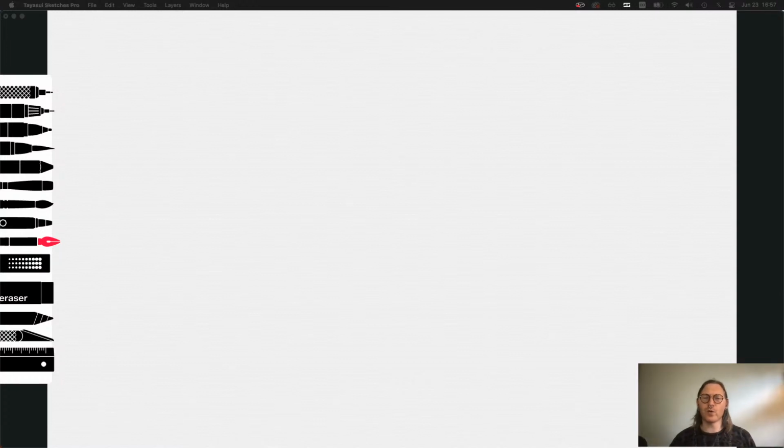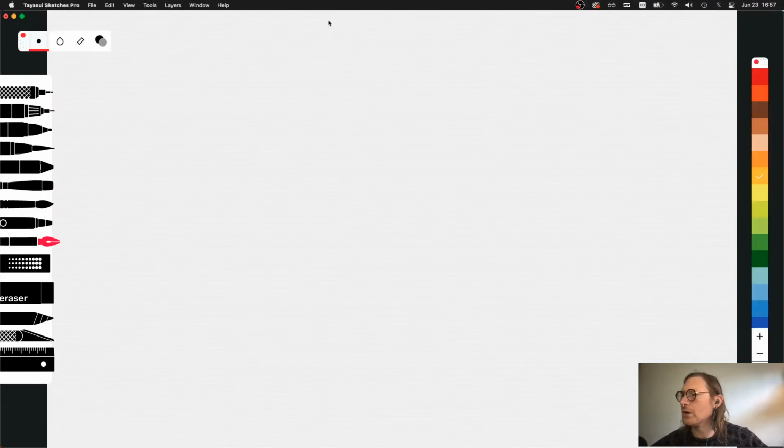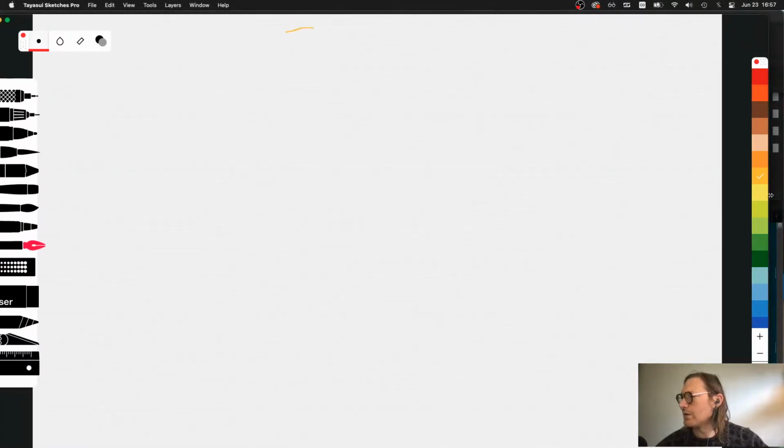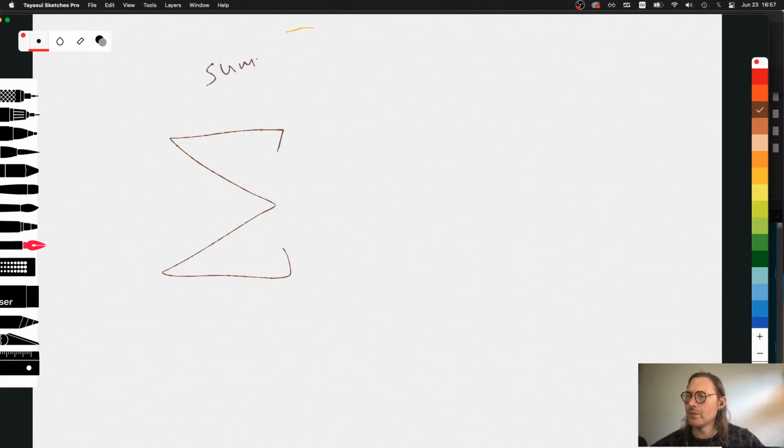Okay, to answer your question, let's think about this a little bit differently. Let's think about the kind of problem or the type of mathematical representation we might be using. So this is the summation symbol, right? The symbol I used before was a product symbol, which looks like this.